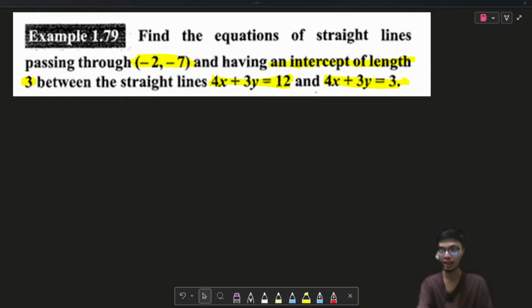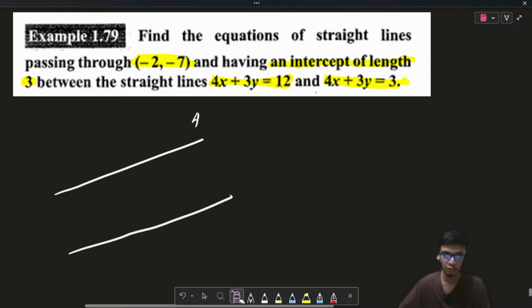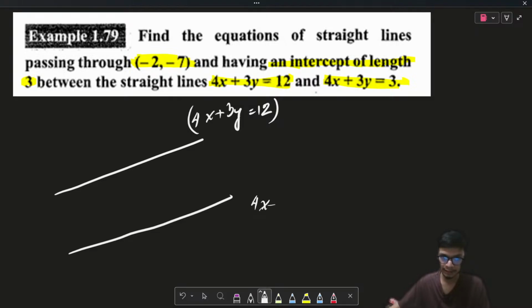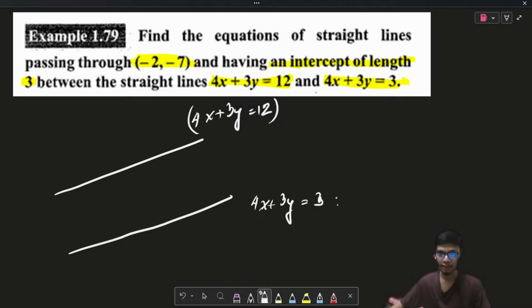If you look at these two lines, they are parallel lines. Let me draw those two parallel lines over here. My first line is 4x + 3y = 12. That is my first line. Another line is 4x + 3y = 3. That is my second line. So these two lines are parallel lines.